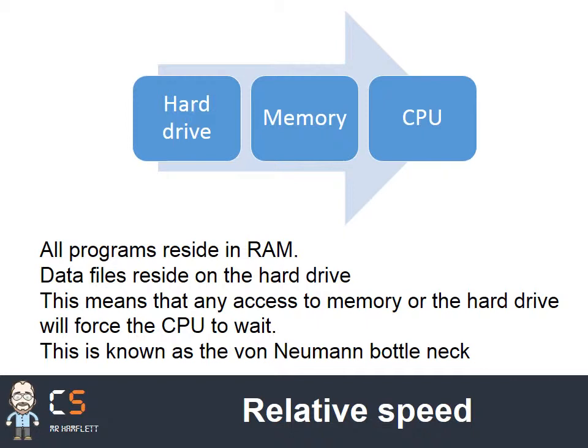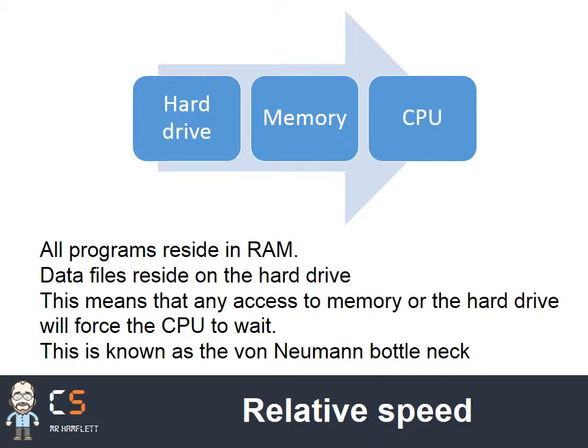So one of the problems we have is that the CPU ends up being idle for most of the time. It's waiting for memory or the hard drive or some other device to actually do what it needs to do. We call this the von Neumann bottleneck. Now, the von Neumann architecture is something we're going to cover later, but as a brief introduction, most computers are based around the von Neumann architecture, and the bottleneck is effectively this mismatch between how fast the CPU can run and how fast all the other devices can run.